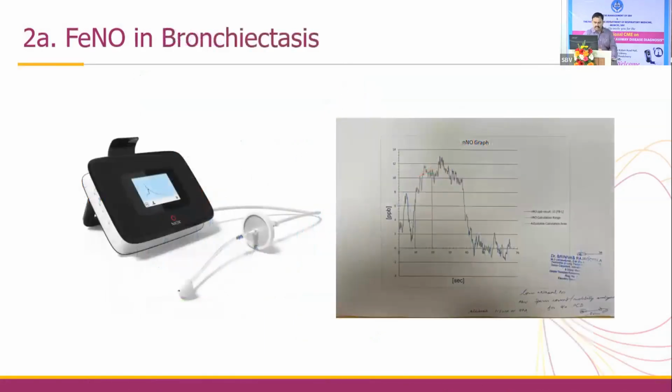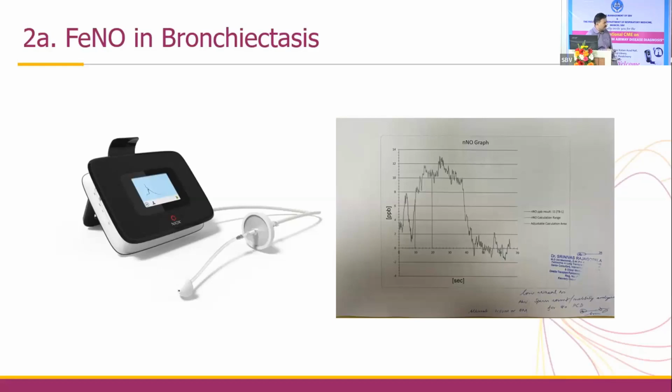Finally, about FeNO in bronchiectasis. Of course, nasal FeNO has a role. It can be done in the same machine, the NIOX VERO machine, and we use a specific nasal catheter, and that will basically only look at nitric oxide coming from the upper airways.